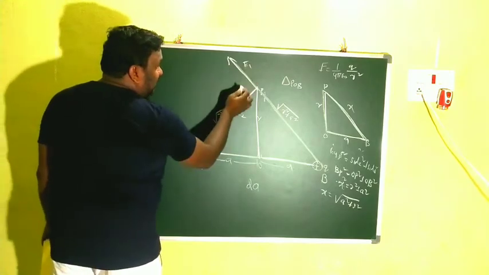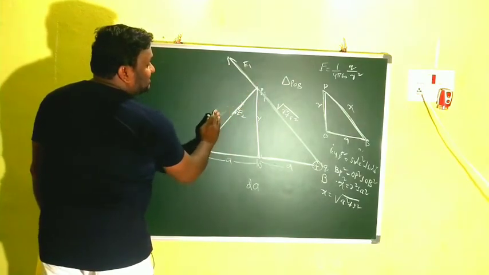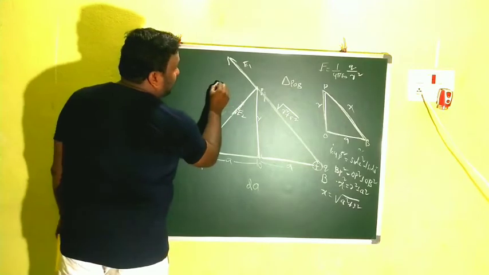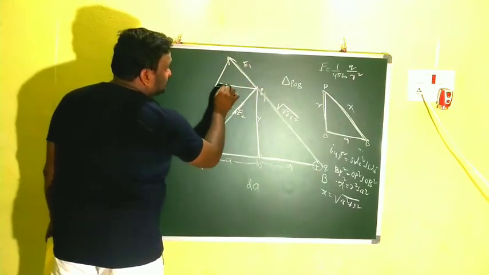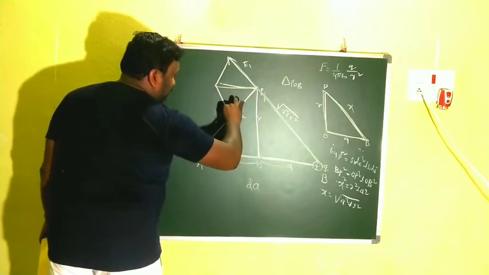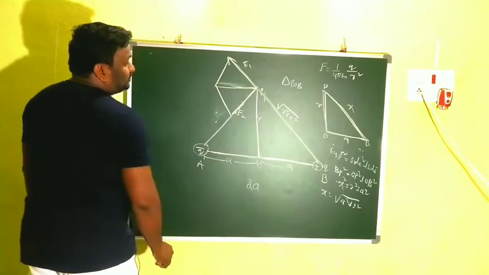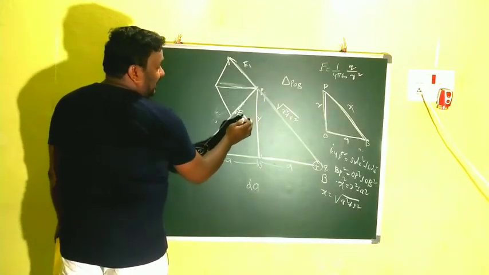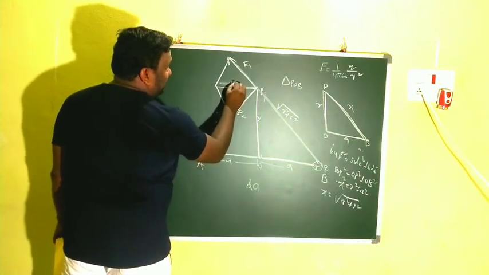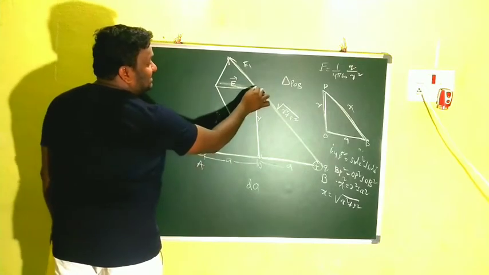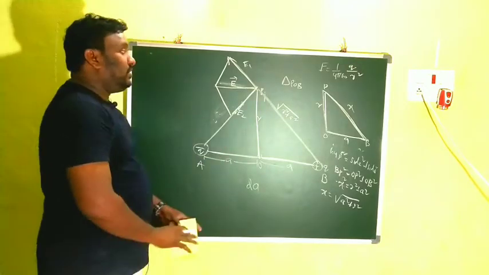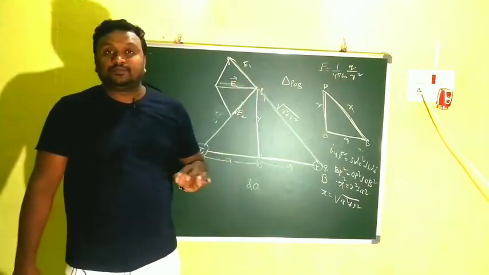Now these E1 and E2 are taken as the sides of a parallelogram. Then we are constructing one parallelogram like this. Here this is the parallelogram. Now E1 and E2, and now it is E. E is the resultant electric field intensity. This is the E. Clear? We want to find out this E value.